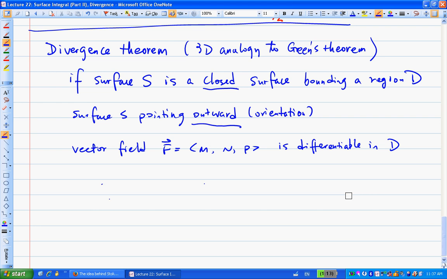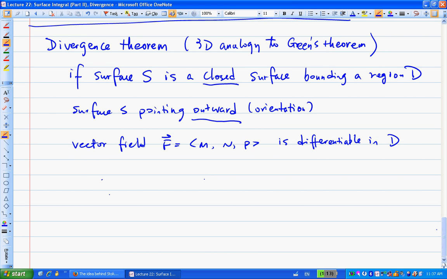Okay, so that's all the necessary data here. Then here is the conclusion. Because the surface is closed, I use this double integral with the circle there, F dot dA. So first, what's this? This is a surface integral, right? And a surface integral gives us the flux across the surface.